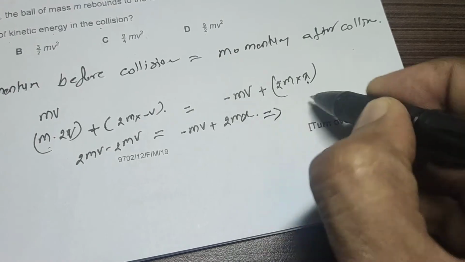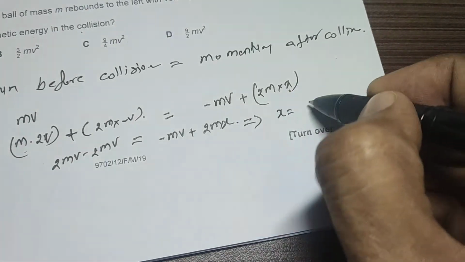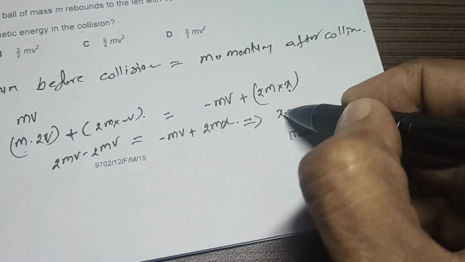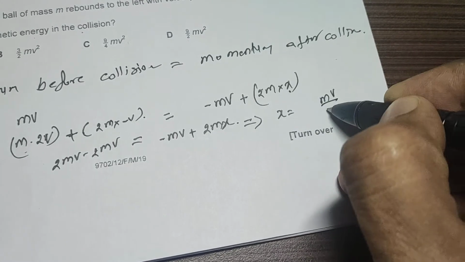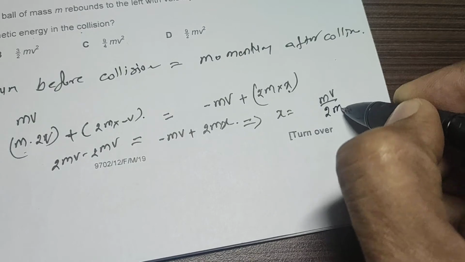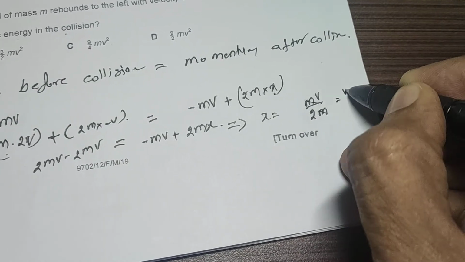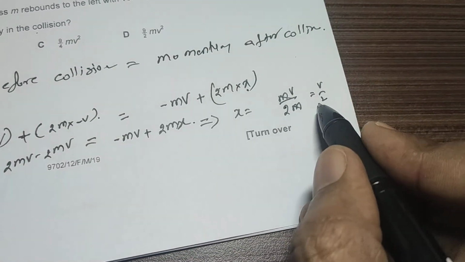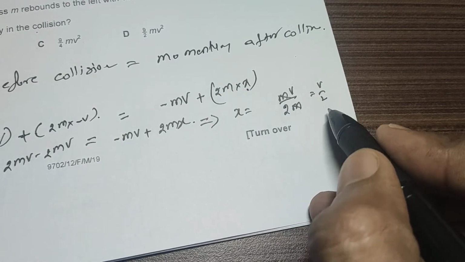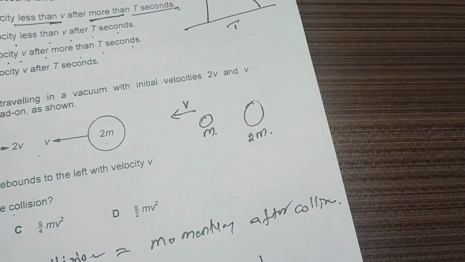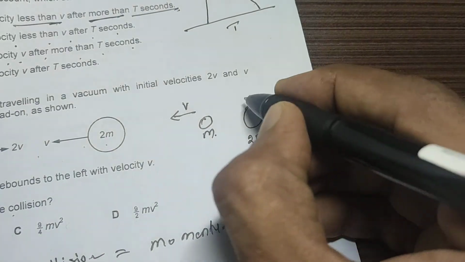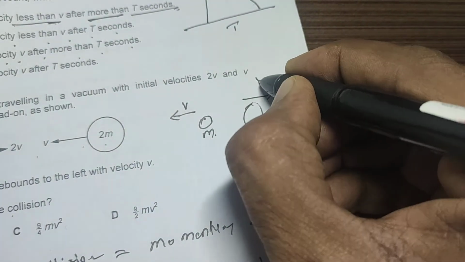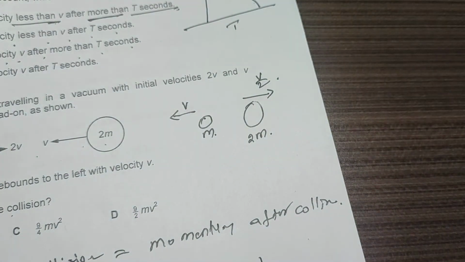So from there, x is equal to mv divided by 2m. So m cancels, v over 2. That is the velocity with which it travels. The velocity is plus here, if you remember, which means the 2m ball moves in this direction with v over 2 velocity.